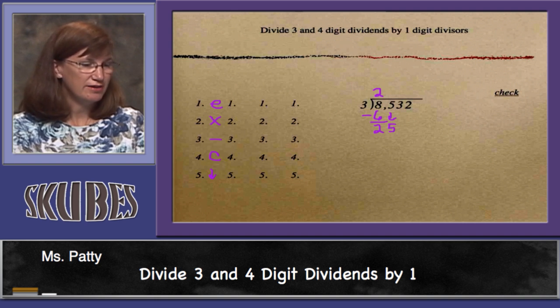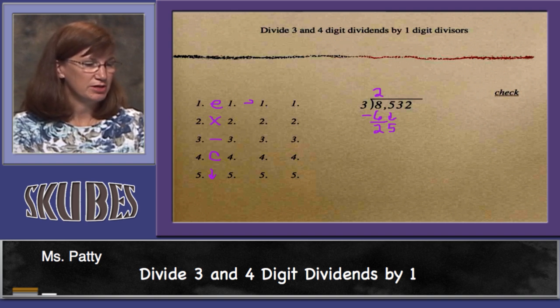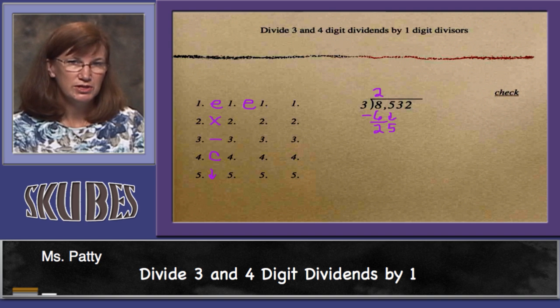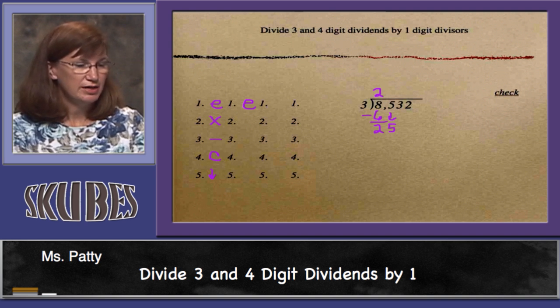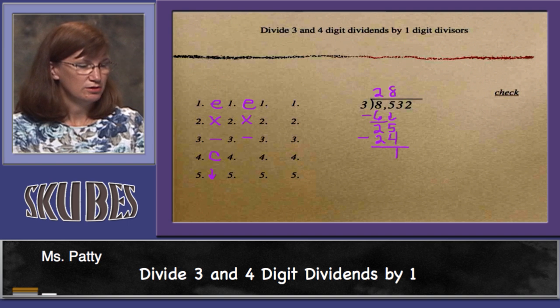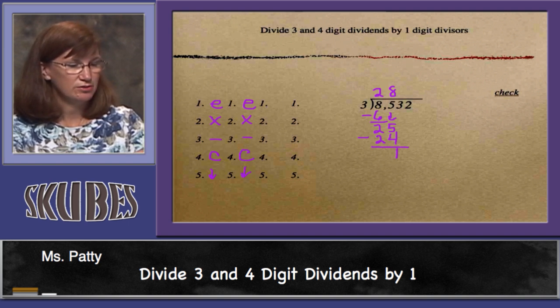Now we have 25 divided by 3. Let's estimate. Go through your 3 times table. What times 3 will get you close to 25 but not bigger? That would be an 8. 8 times 3 is 24. We multiplied. Now we're going to subtract. 25 minus 24 is 1. 1 is smaller than 3, so it compares. And now let's bring down.